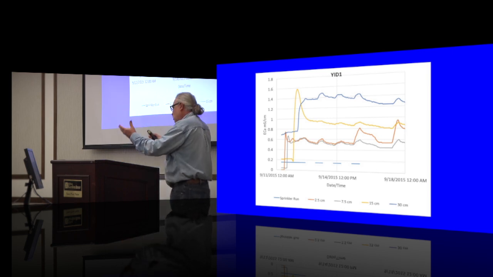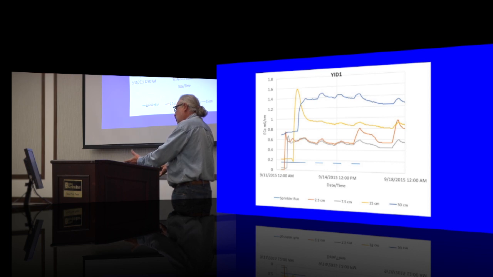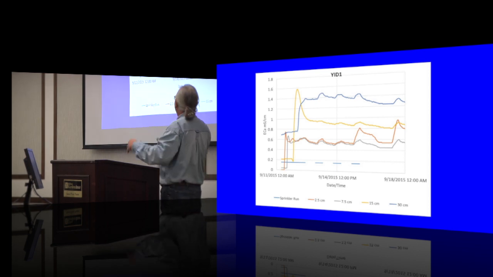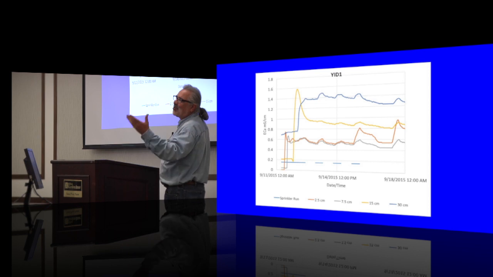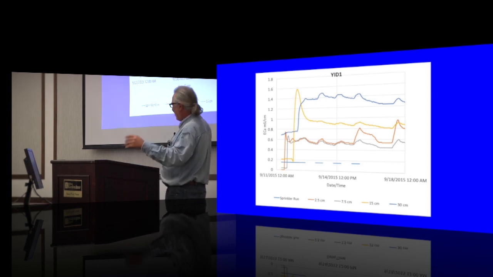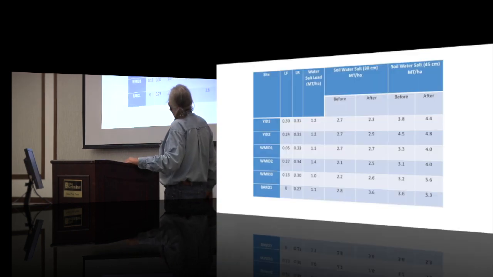So we run them, the salts move down, but we turn off the sprinklers and we get some evaporative demand, the salts can move back up. So even during a sprinkler cycle, we have these fluxes of salts up and down. Let's look at the net salt loading.